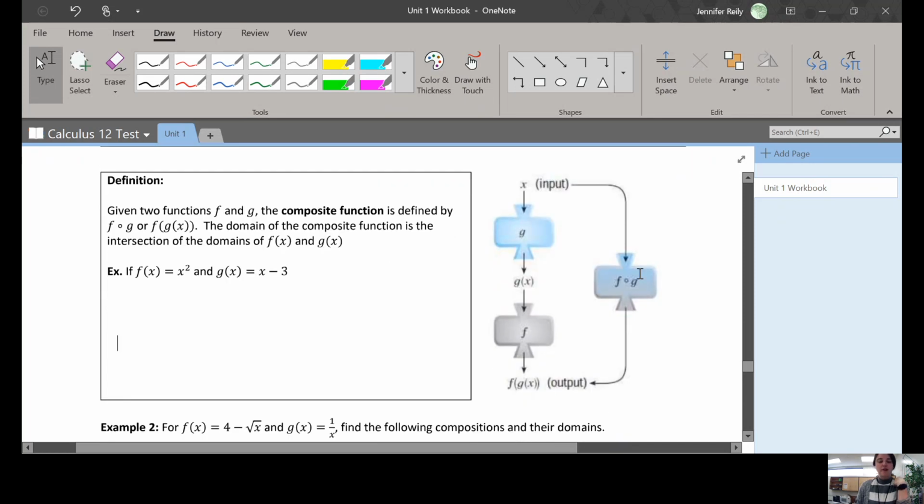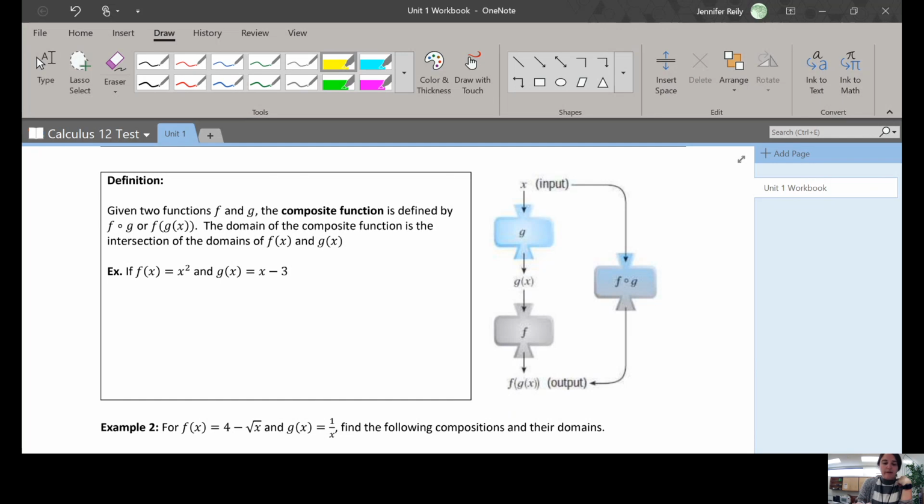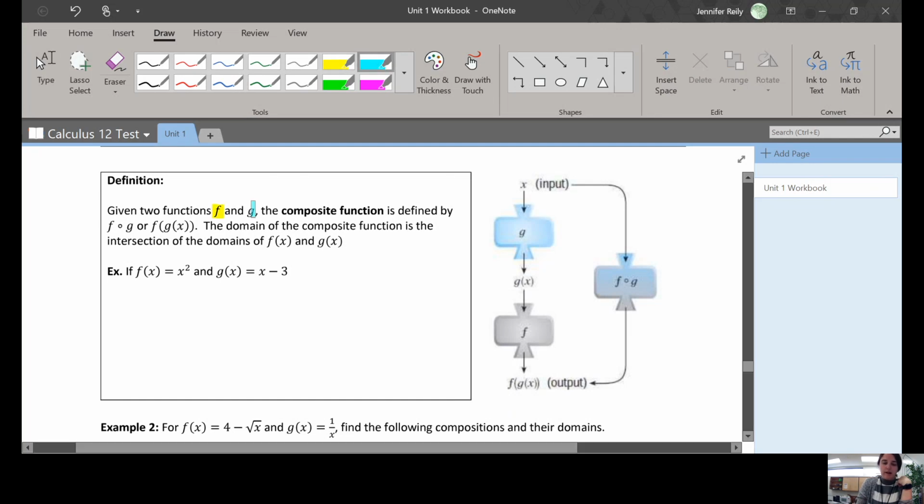Okay, so let's look at our definition here. Given two functions, f and g, I'm going to use colors to highlight them. The composite function, so that's when you compose one function inside another, is defined by f of g. You read this in words as f of g. You can write it with this little open circle, or you can use bracket notation and say f inside g. I like to use the second notation. It makes more sense to me. And then the domain is the intersection of the domains. We'll go over domain in a second.